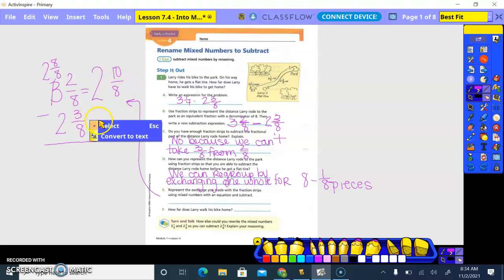minus our 2 and 3/8, right? So 10/8 minus 3/8 is 7/8. So how far does Larry walk his bike home? 7/8 miles.